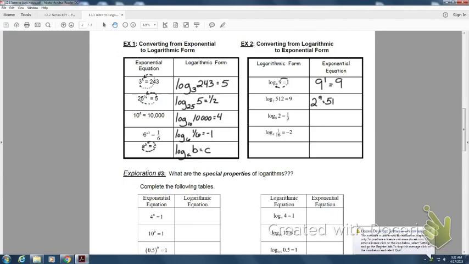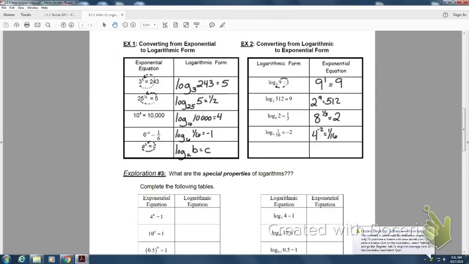Okay. Ray, what would the next one be? 8 to the power of 1/3 equals 2. Awesome. Spencer, the last one. 2 to the power of -2 equals 1/16. Fabulous.